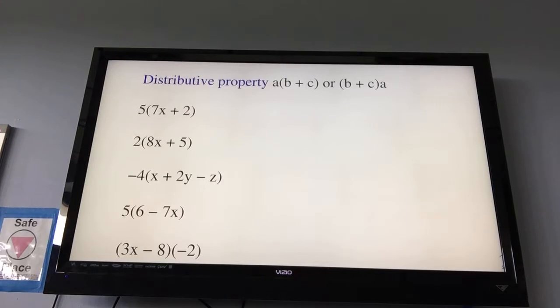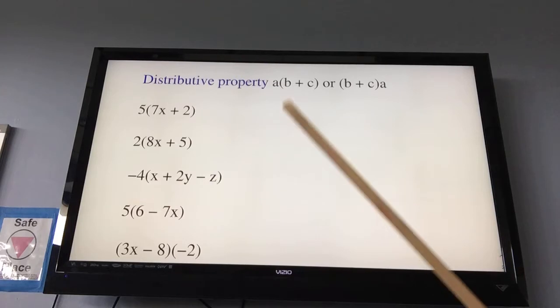Continuing the notes for goal 1.4, working with variable expressions. We encounter now the distributive property. This is used a lot in math, the distributive property. So knowing when to use it is important, recognizing when to apply the distributive property.